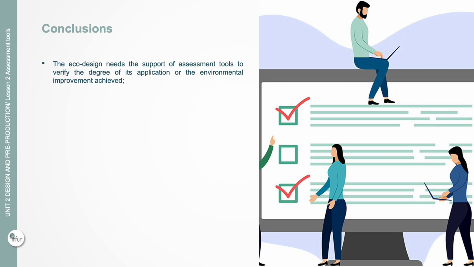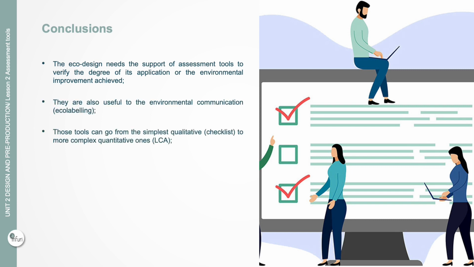The eco-design needs the support of assessment tools to verify the degree of its application or the environmental improvement achieved. They are also useful to the environmental communication, eco-labeling. Those tools can go from the simplest qualitative, checklist, to more complex quantitative ones, LCA. The selection depends on the aim and step of the eco-design project and, on the other hand, the availability of resources.